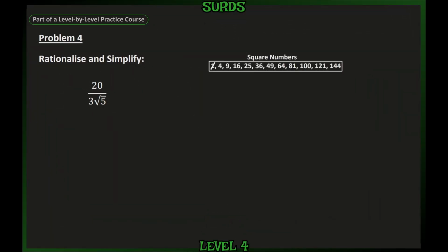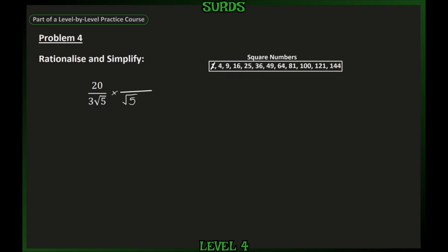In problem 4, we're rationalising and simplifying 20 over 3 root 5. Again here, to rationalise means we need to remove the square root from the denominator. Focusing on the square root of 5, we can remove the square root here by multiplying it by itself, so by the square root of 5. It would also be okay to multiply by 3 root 5, but this just makes things a bit more complicated.